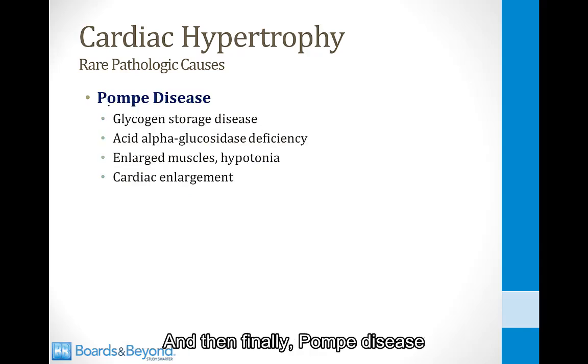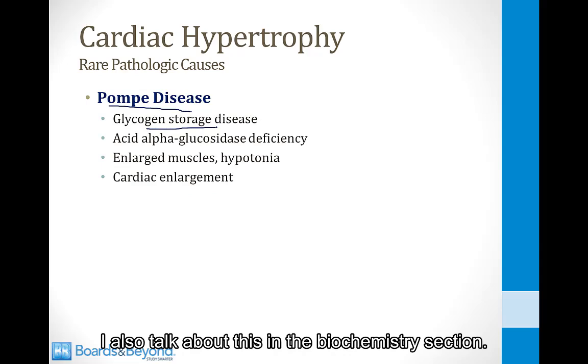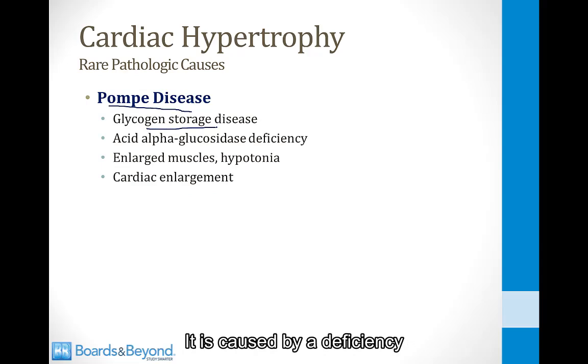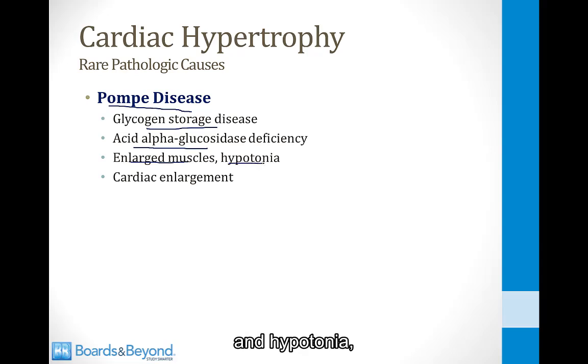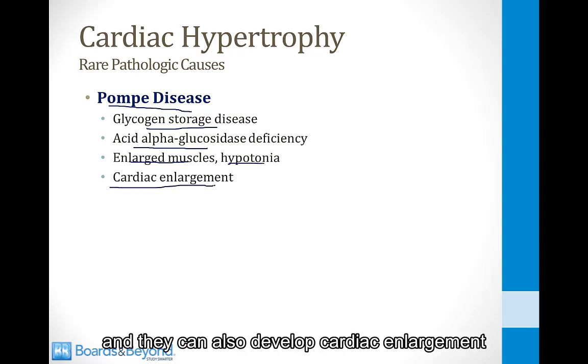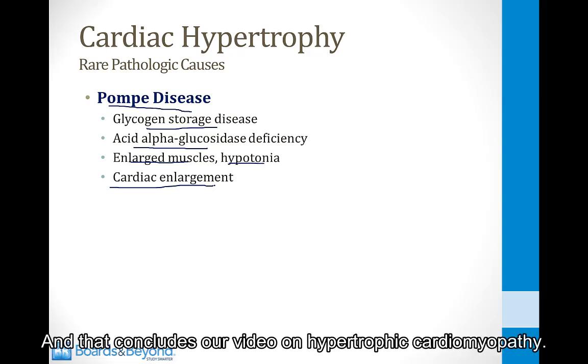And then finally, Pompe disease is a glycogen storage disease. I also talk about this in the biochemistry section. It is caused by a deficiency of the enzyme acid alpha-glucosidase. Children with this condition have enlarged muscles and hypotonia, and they can also develop cardiac enlargement and hypertrophy. And that concludes our video on hypertrophic cardiomyopathy.